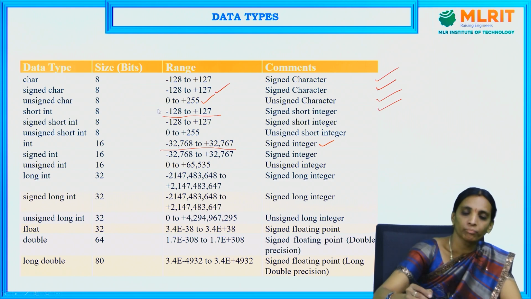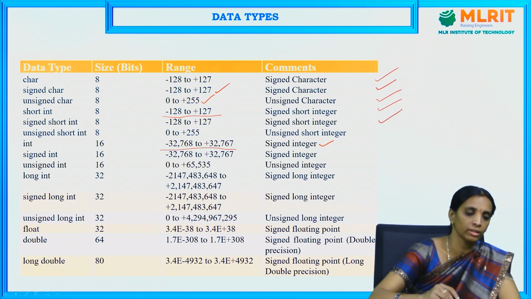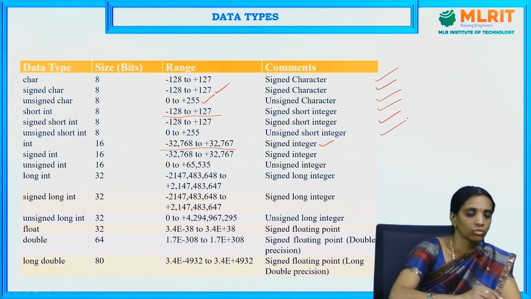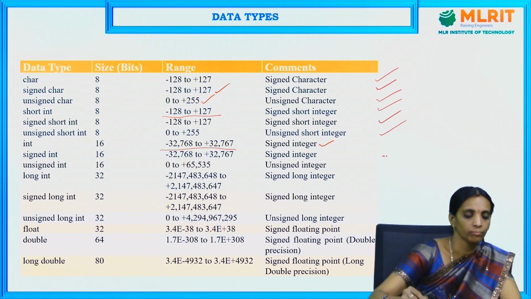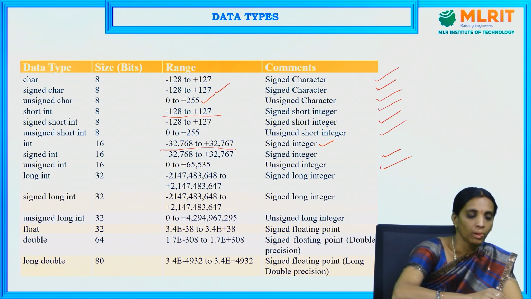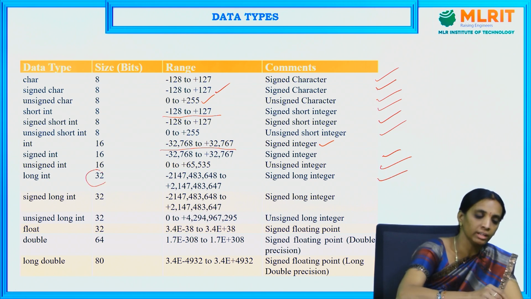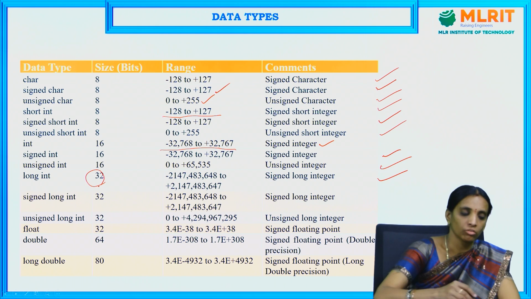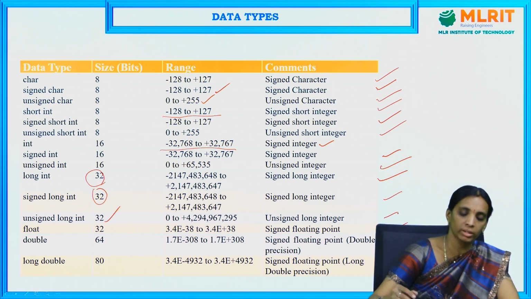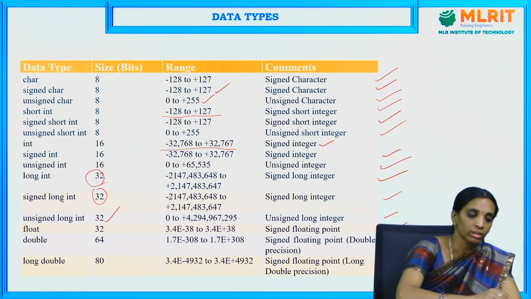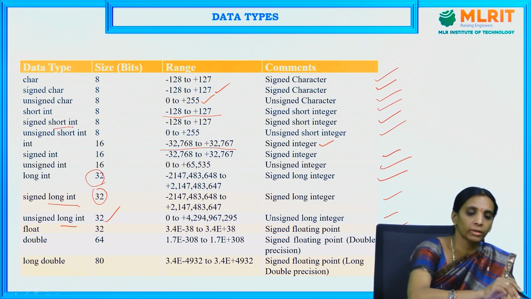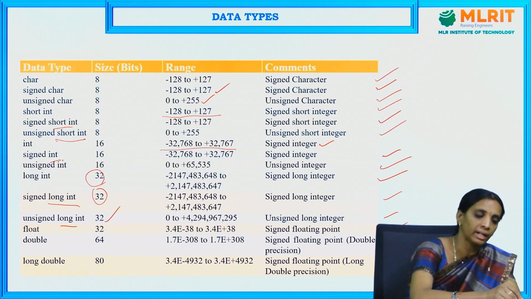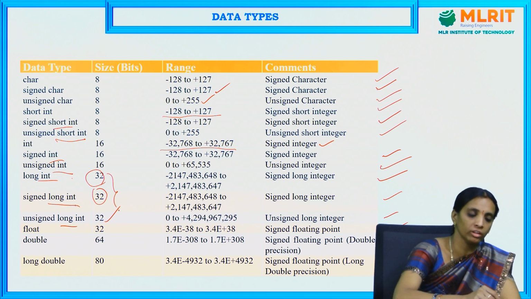Again, here we have the signed short integer and unsigned short integer, and signed int and unsigned int. Long int means it has a 32-bit size, so signed long int and unsigned long int. These are used for representing 32-bit data. The short int represents 8-bit data, signed int and unsigned int represent 16-bit data, and signed long int and unsigned long int represent 32-bit data.